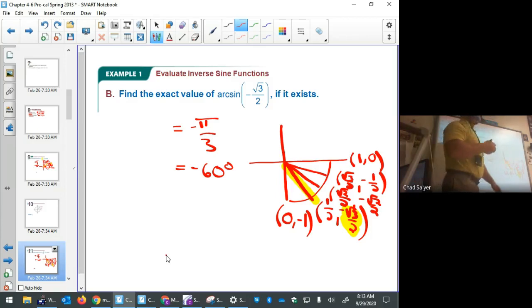Kind of where we're putting together a lot of ideas. Remember, we learned the unit circle, we learned about radians, we learned about degrees. All that was early in the chapter. All of it's coming together.